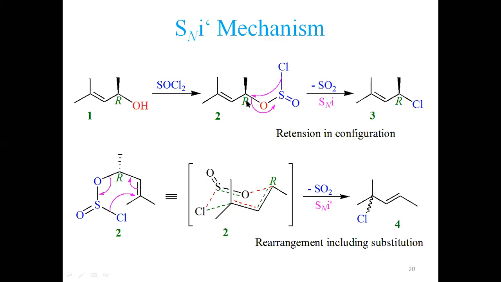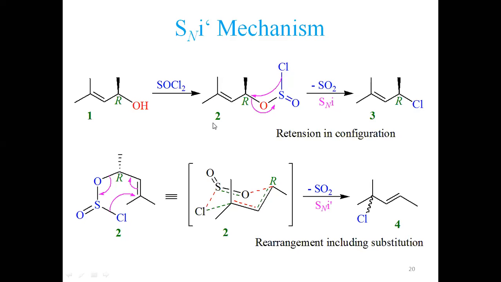So this is also R, in retention of configuration that takes place throughout SNi. This is also R group. All right, so let's say it is not undergoing this mechanism, this R is not transferring here. So the group is leaving and the new nucleophile is approaching from the same side within the molecule, to cause a retention in configuration that you have come across in SNi, but it may be SNi prime.